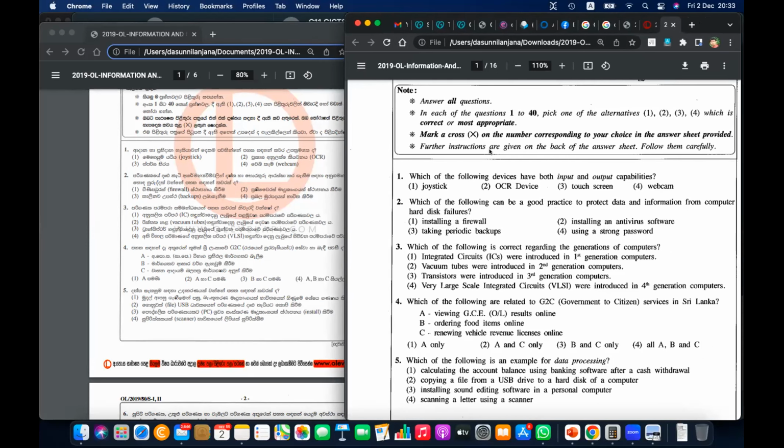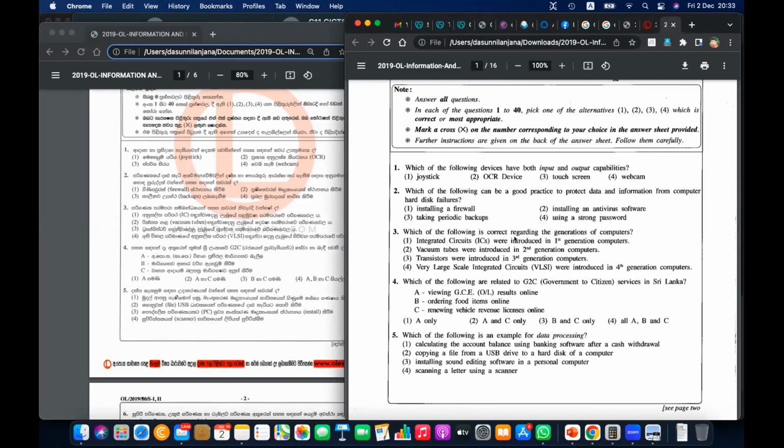Question number 2. Which of the following can be a good practice to protect data and information from hard disk failures?